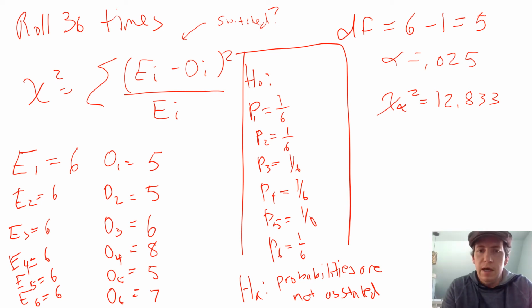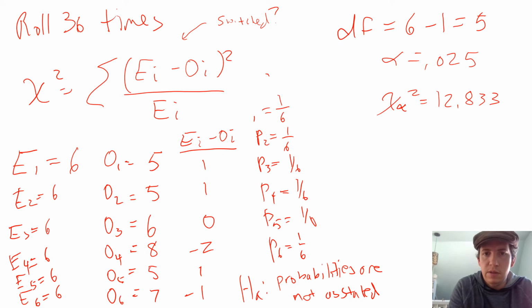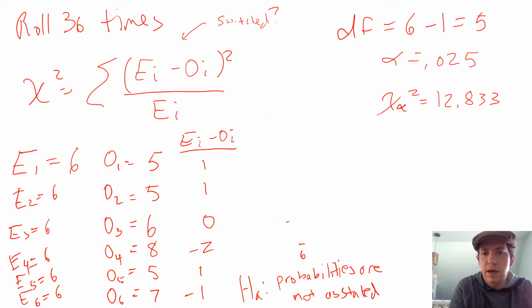So now we need to do our chi-square. I'm going to make another column where I take the expected minus the observed. In this column, 6 minus 5 is 1, 6 minus 5 is 1, 6 minus 6 is 0, 6 minus 8 is negative 2, 6 minus 5 is 1, 6 minus 7 is negative 1. Okay, so that's going to allow me to get rid of this null hypothesis and probability so that I can do the next part, which is to find the chi-squared.